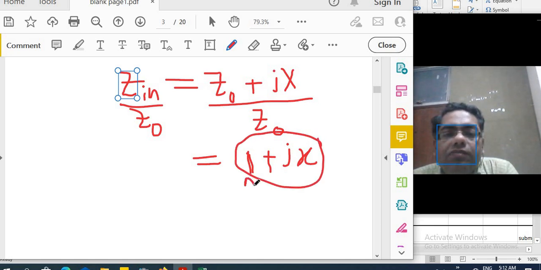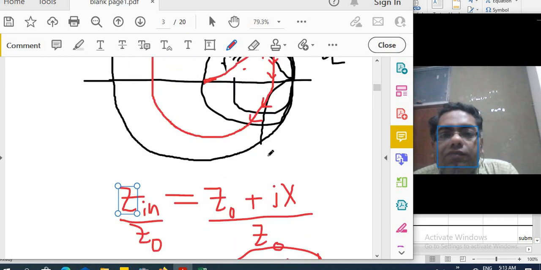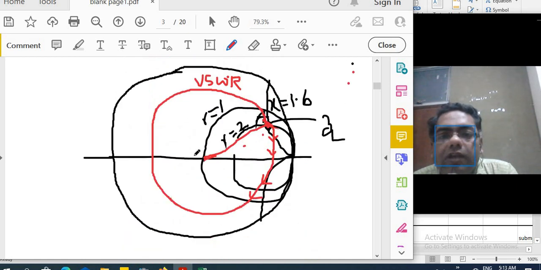That means where the value of small r is 1 and x can have any value, that distance we have to travel. So r equal to 1 is this circle, this black r equal to 1 circle. You see where it is written r equal to 1.